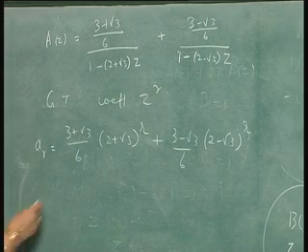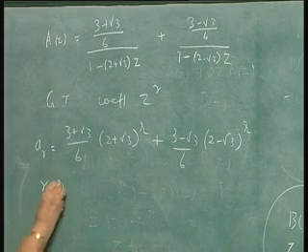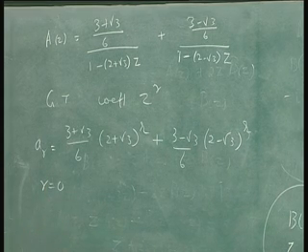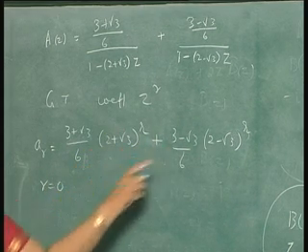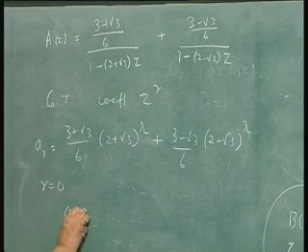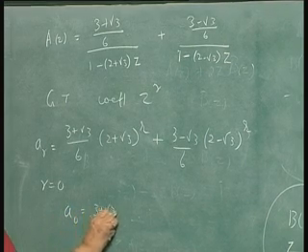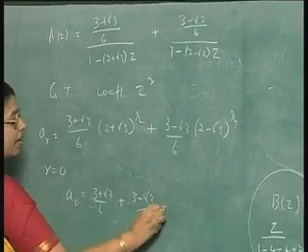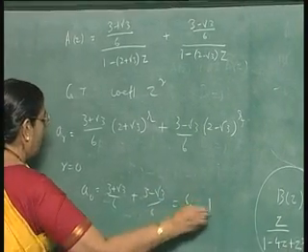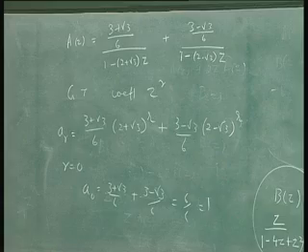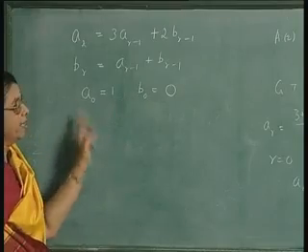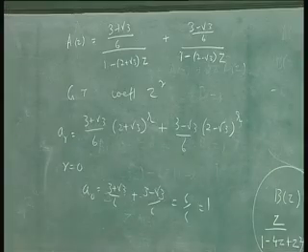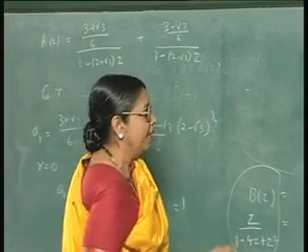Let us check for the value of r equal to 0. The boundary condition is a_0 is 1. See whether it works out. Put r equal to 0. This is 1, this is 1. So, you get a_0 equal to (3 plus root 3) by 6 plus (3 minus root 3) by 6 equal to 6 by 6 equal to 1. a_0 is 1. That is what we have taken as the boundary condition. It verifies here.